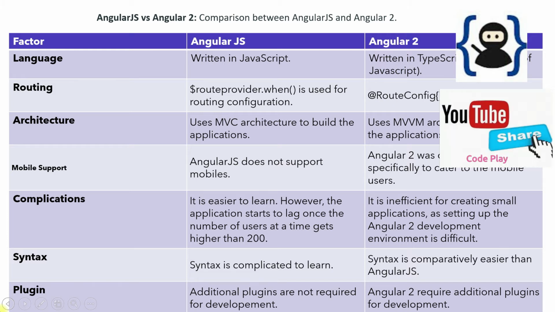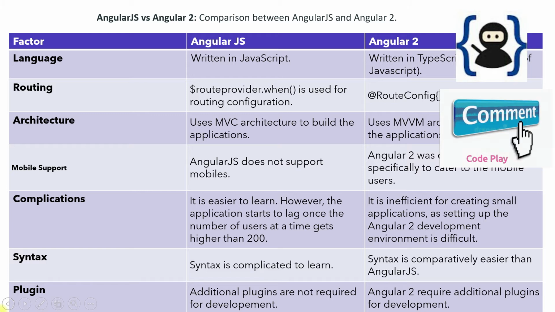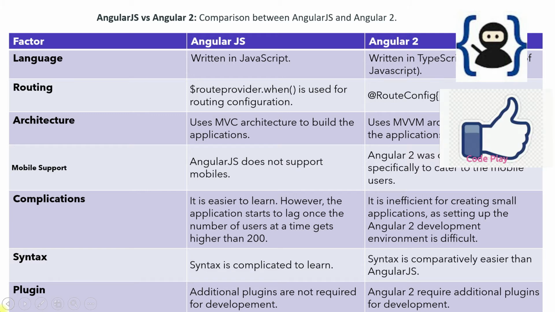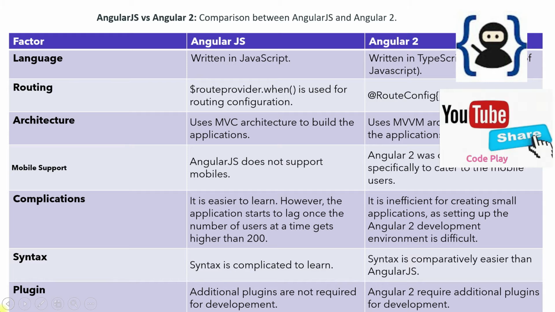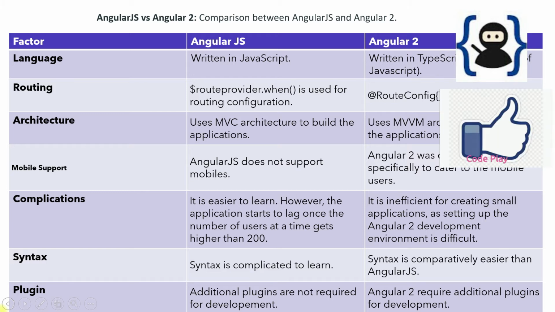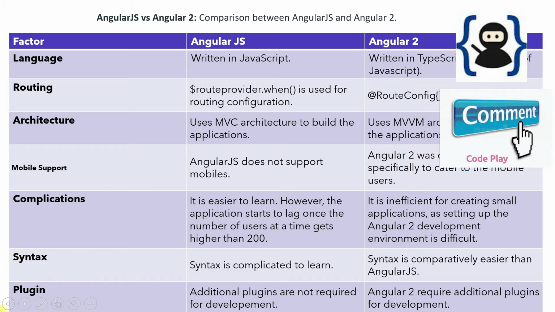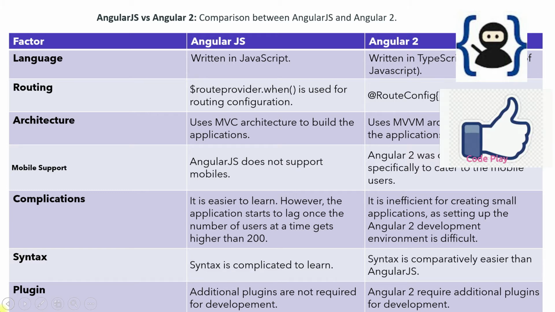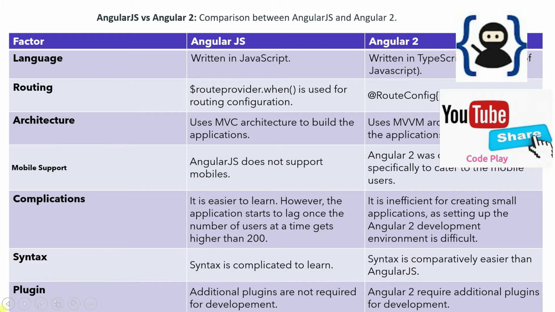Complications: AngularJS is easier to learn, however the application starts to lag once the number of users at a time gets higher than 200. The problem is basically that it is not going to load whatever is written in JS. Angular 2 is inefficient for creating small applications, as setting up the Angular 2 development environment is difficult. Syntax is complicated to learn. In AngularJS, syntax is comparatively easier than Angular 2. Plugins: additional plugins are not required for development in AngularJS. Angular 2 requires additional plugins for development.